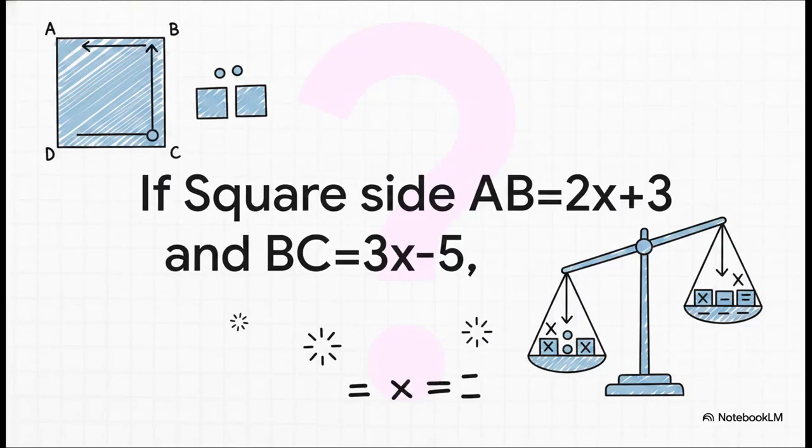Awesome. Okay, we've arrived at the final ultimate equation test. Imagine a square. Side AB is given as 2x plus 3, and side BC is given as 3x minus 5. How do we find the value of x? I want you to recall the absolute most basic property of a square to crack this one open.